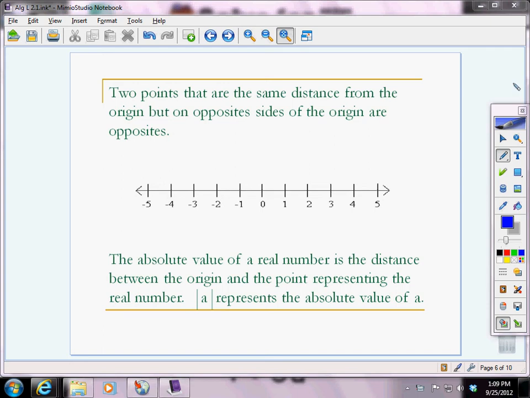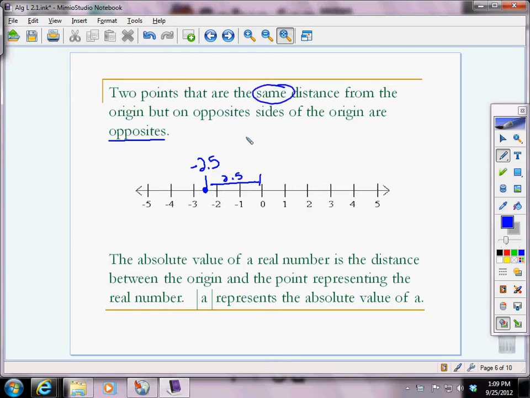Two important terms we need to be very familiar with in algebra are opposites and absolute value. When it says here two points are the same distance from the origin but on opposite sides of the origin are opposites, basically, again, it revolves around the real number line. If we had a negative 2.5, you could say that is 2.5 units away from 0. Well, they have to be the same distance from the origin, that's 0 here, but on opposite sides.